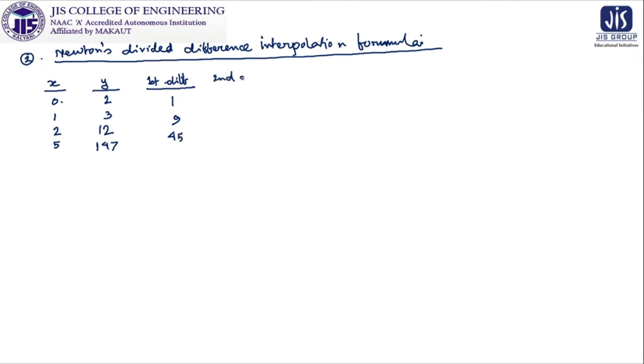Now in the second difference, what we get is 9 minus 1 by 2 minus 0, that is 8 by 2, so it will be 4. 45 minus 9, that is 36, by 5 minus 1, that is 4, that is 9. And the third difference we are going to get as 9 minus 4, that is 5, by 5 minus 0, that is 5, so it will be 1. And we know the notations of these values in the context of divided difference.